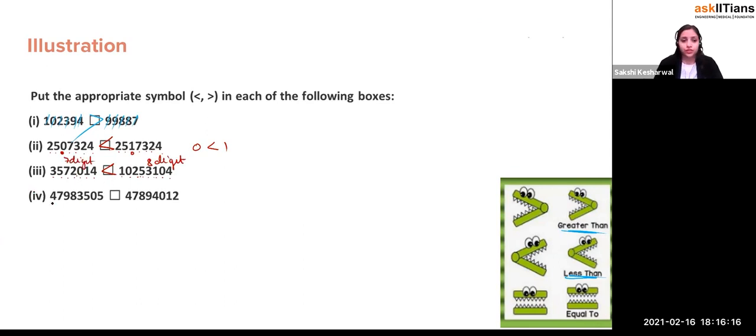Now just see this. Again, you count the number of digits first. So 1, 2, 3, 4, 5, 6, 7, 8, and this is 1, 2, 3, 4, 5, 6, 7, 8. Now you have to count the places. So 4, 7 is matching. 4, 7 is matching. Now this is 9, and this one is 8, right? So this 9 is greater than 8. So 100% this one is greater, right?